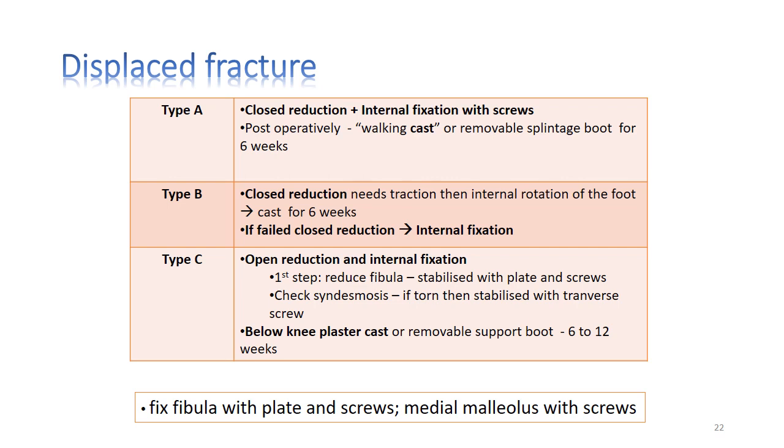Then check for syndesmosis by using a hook to pull the fibula laterally. If the joint opens out, it means that the ligament is torn. Therefore, stabilize with a transverse screw across the fibula into the tibia. After open reduction and fixation, a below knee cast or removable boot is applied.